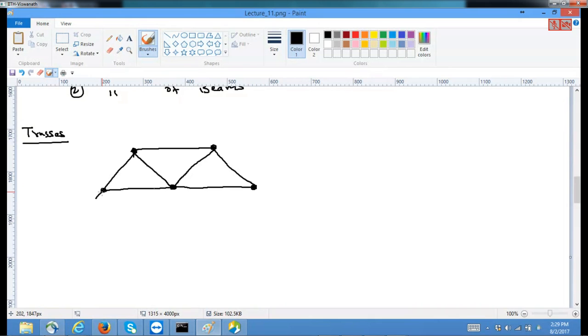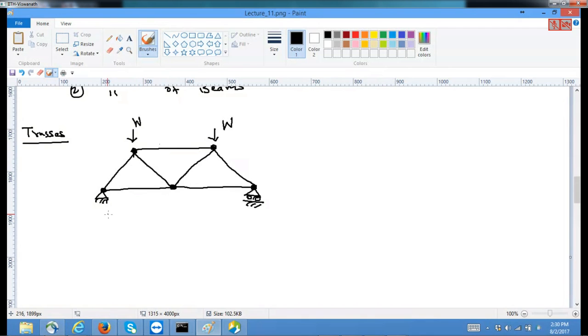This is an example of a truss, and the ends are simply supported, and let us say we are loading it by some amount. Generally you find these trusses in workshops, and you also see trusses in bridges and so on and so forth.